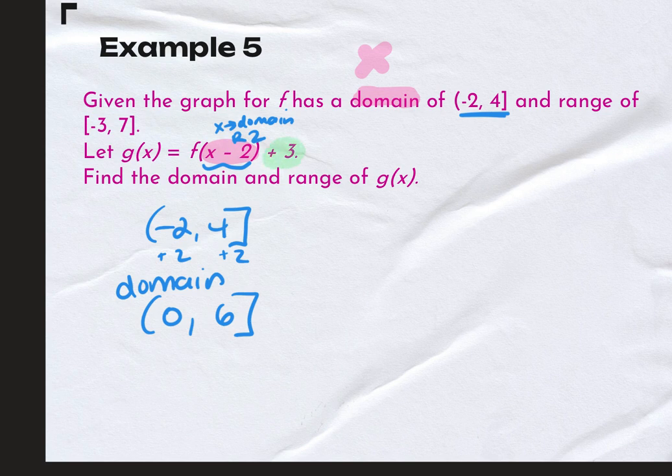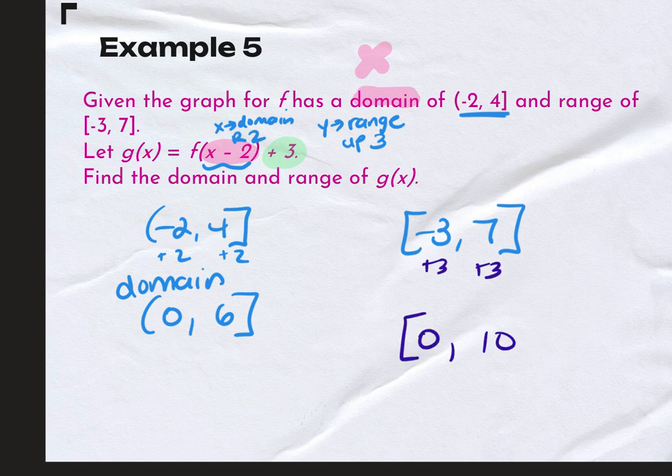Now, what is the plus 3 affecting outside the parentheses? This is going up or down, which is changing what, x or y? Y, which means range. And the plus 3 does what to it? You said it, up 3, right? Up 3, which means I'm going to take all of my y values and add 3 to it. So negative 3, 7. And I add 3. I'm shifting everything up 3. 0, 10. And there's my updated range. Any questions? Okay.